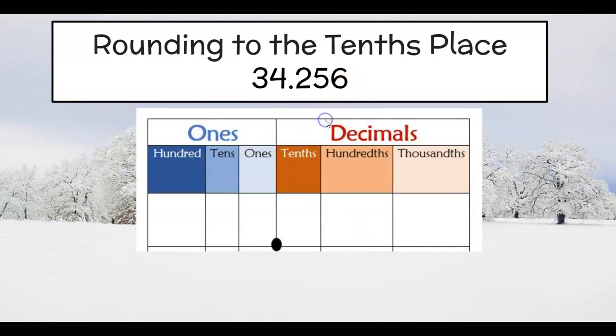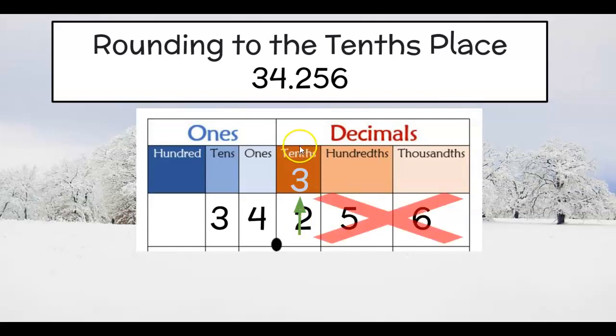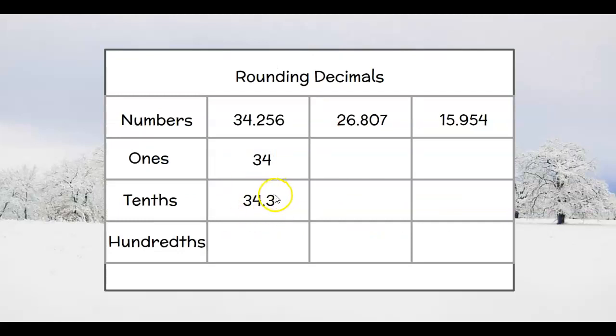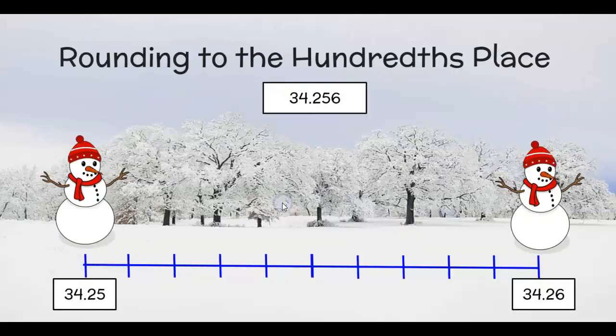Now let's write it on our place value chart so we can look at it. Identify the tenths place. Look next door. We have a 5. That 5 is going to push that 2 up and make a 3. And then we just get rid of these numbers, because remember, we're going to this place value, so we don't want anything afterwards. If you want to put zeros there, that's absolutely fine. It works. But I have 34 and 3/10. Wrote it on my chart. How you guys doing so far? Good? Thumbs up? Awesome.